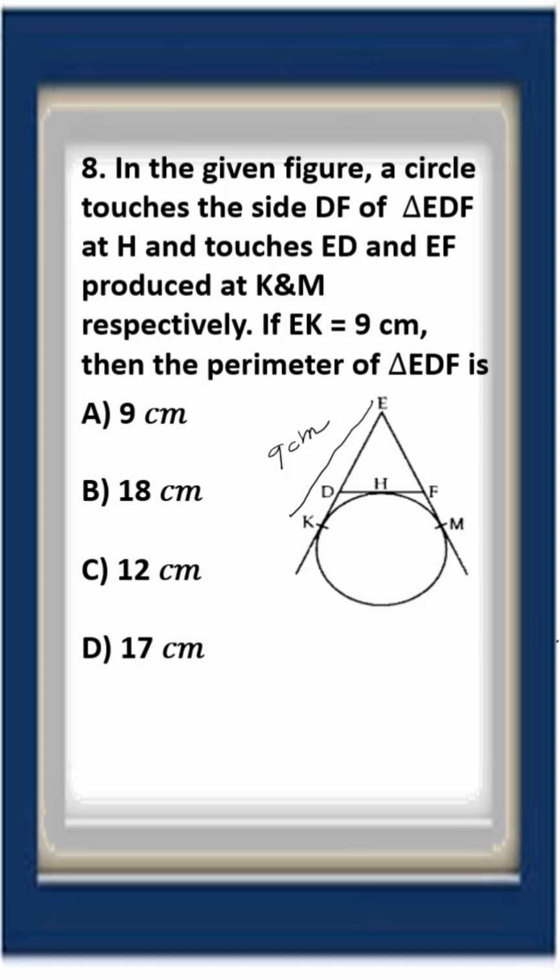Perimeter of triangle EDF is equal to ED plus DH plus HF plus FE. Let us replace DH by DK. Why? They are the tangents from the external point D. HF by FM. Why? They are the tangents from the external point F.